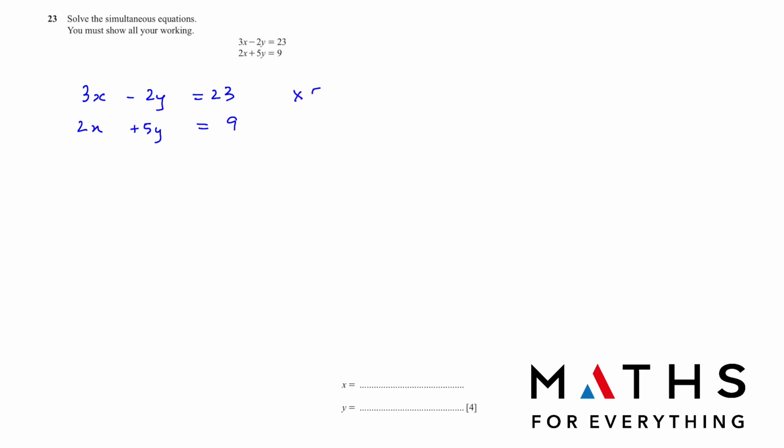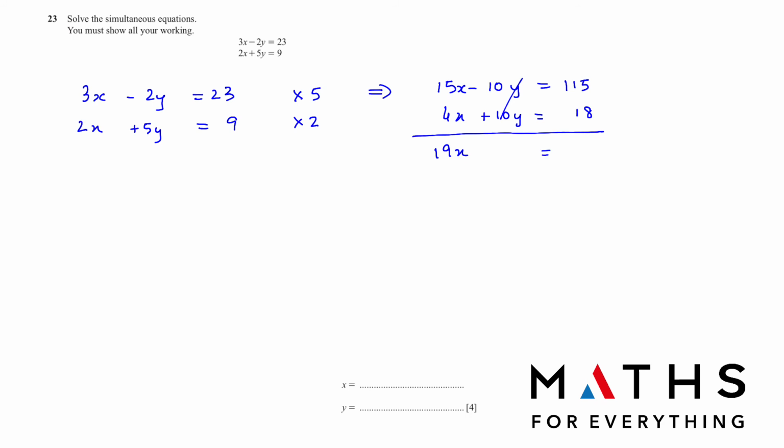In the top, we will multiply by 5 because that is the coefficient of y here. And down we will multiply by 2. When we multiply by 5, we'll get 15x minus 10y is equal to 23 multiplied by 5, 115. Then 2 multiplied by 2, the second one, 4x plus 10y is equal to 18. Now we just add. So 15 plus 4, 19x. Negative 10y plus 10y will get cancelled. 115 plus 18 will give us 133. The 19 we shift to the other side, it will be a divide. 133 divided by 19 will give us 7. So our x is 7.